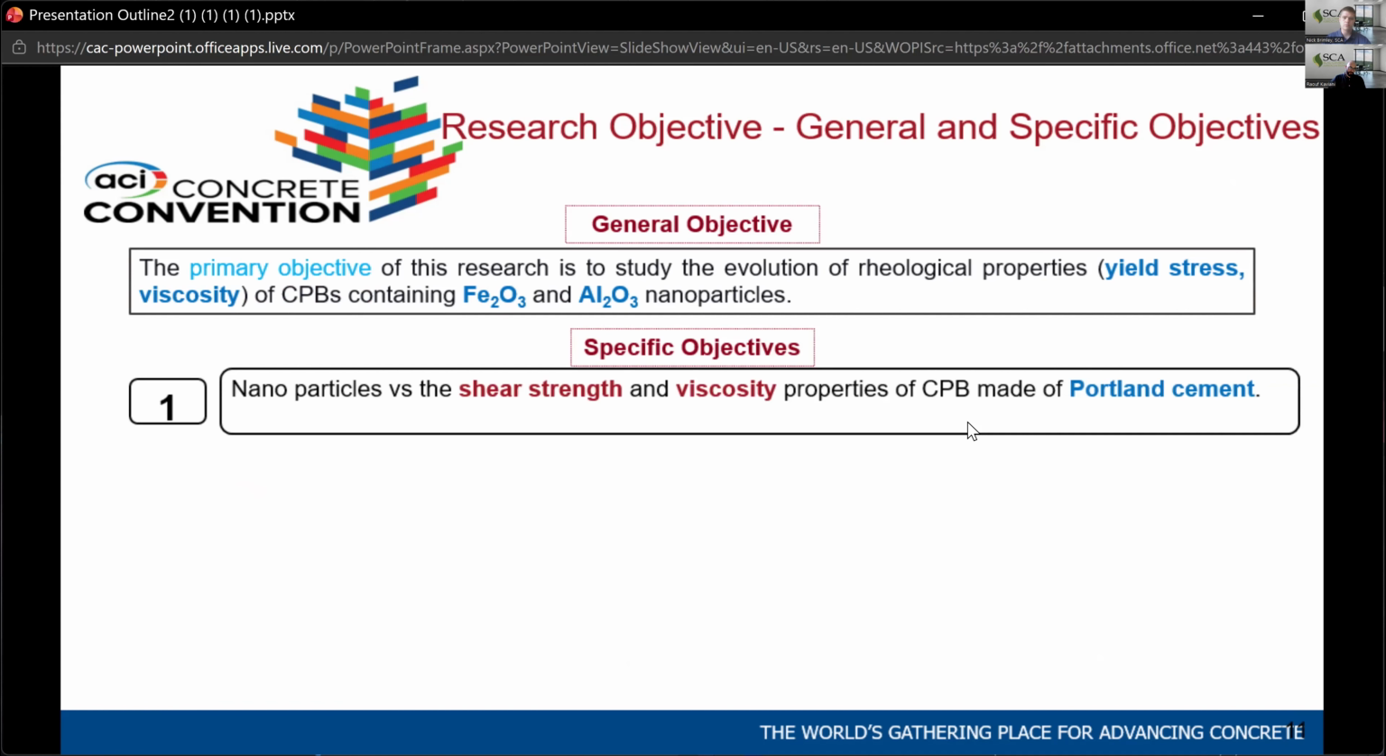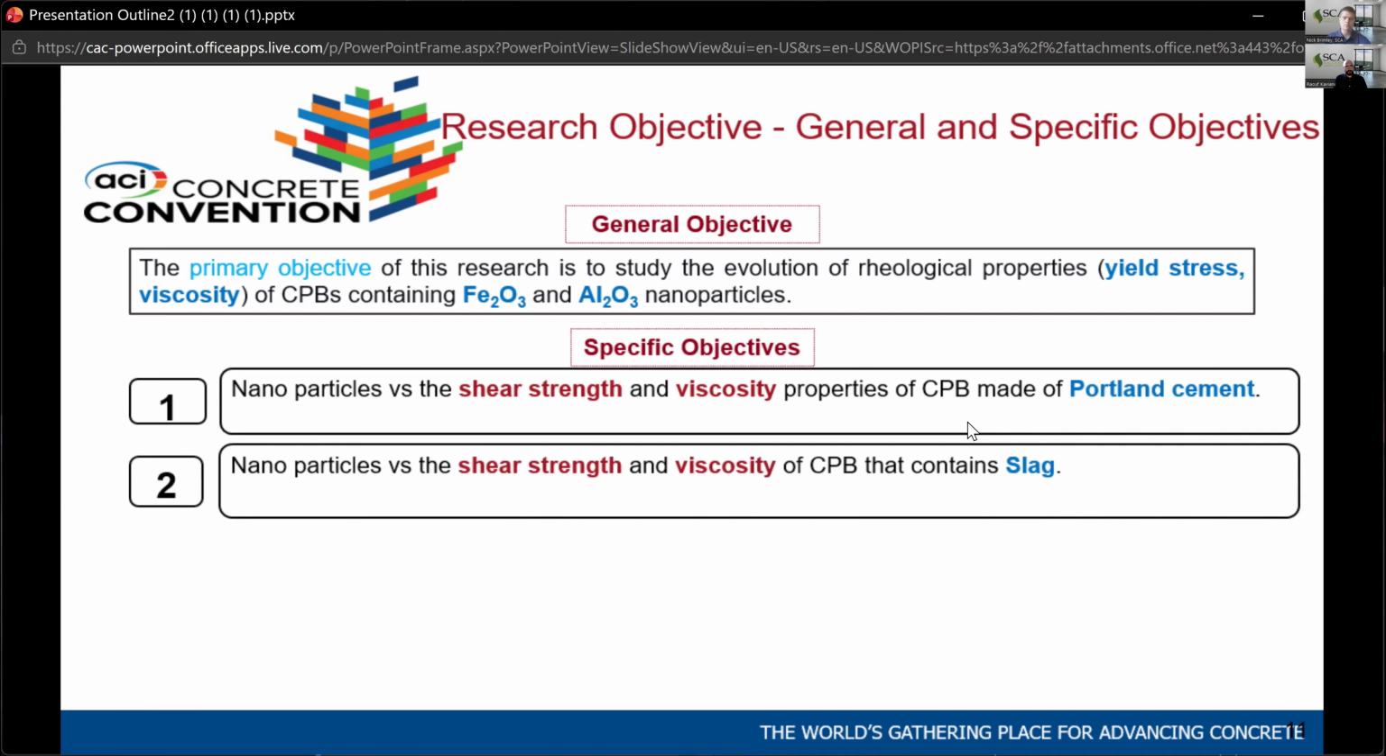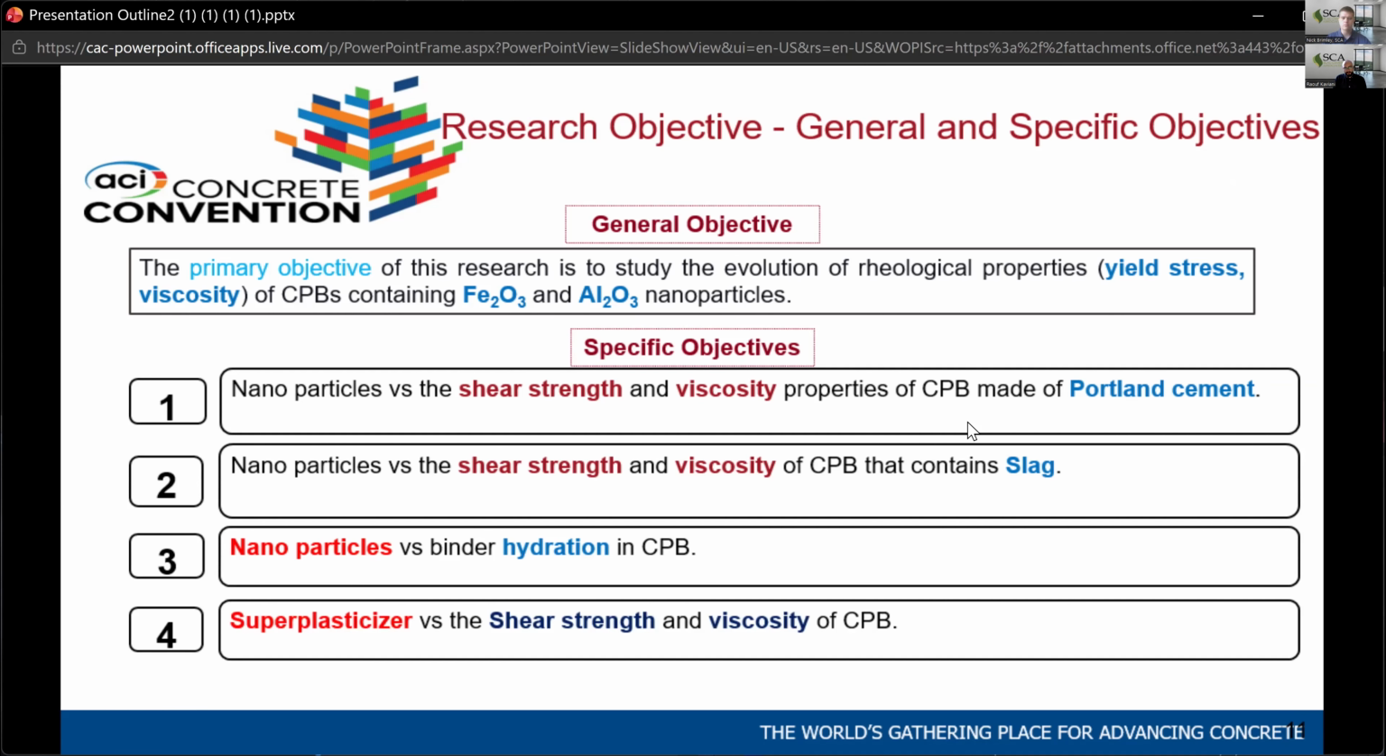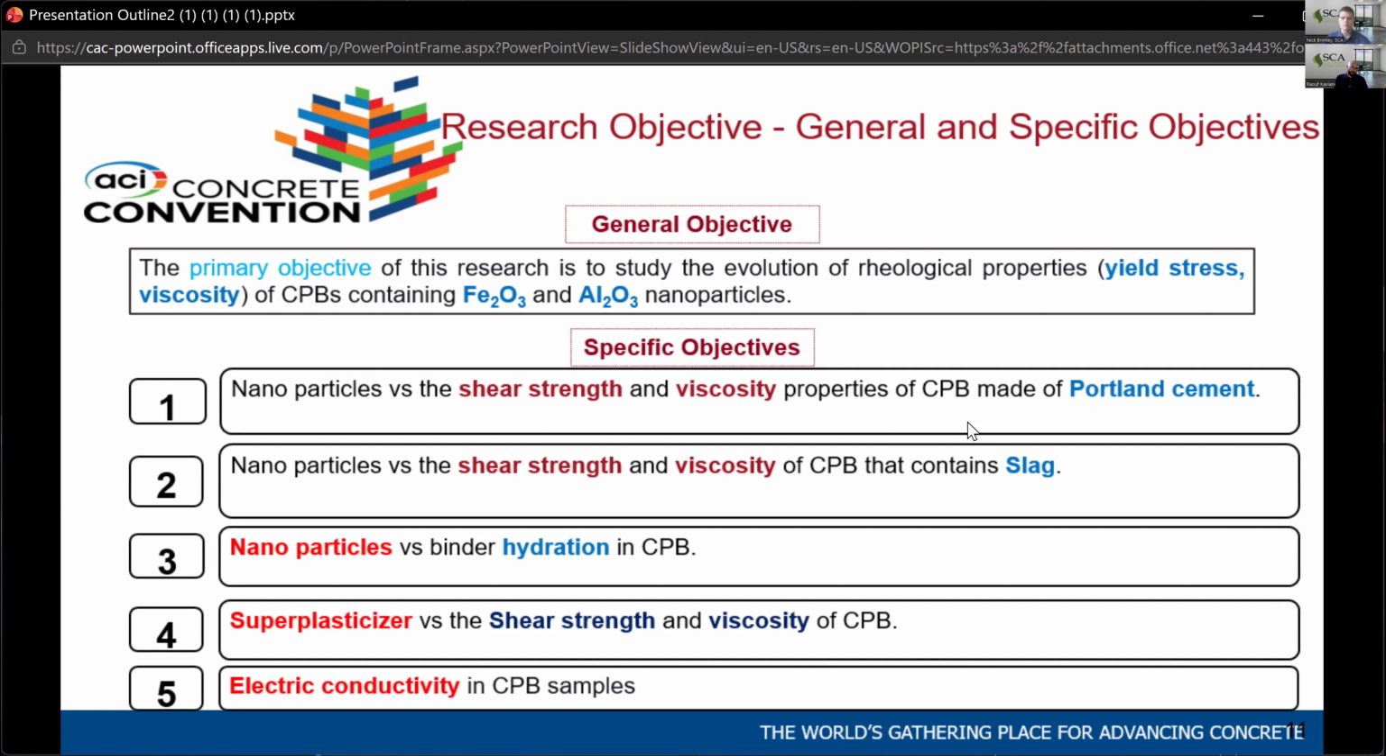The specific objectives are: one, nanoparticles versus shear strength and viscosity properties of CPB made by Portland cement. Second, nanoparticles versus the shear strength and viscosity of CPB that contains slag. Third, nanoparticles versus binder hydration in CPB. Four, superplasticizer versus the shear strength and viscosity of CPB. The last but not the least is electrical conductivity in CPB samples.